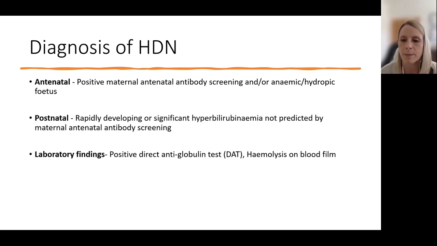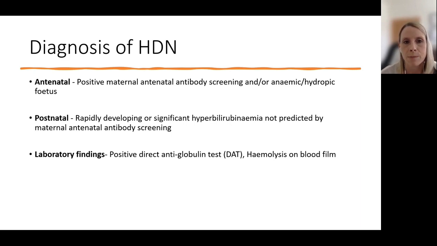So we've described what happens with hemolytic disease of the newborn and the most common causes, which are the Rhesus incompatibility, which causes the severe form, and the ABO incompatibility, which causes a milder form. But how do we pick up hemolytic disease of the newborn so we can manage it effectively? So we've talked about antenatally, the screening, and this is the first time point that we could pick up a baby at risk of haemolytic disease as a newborn.